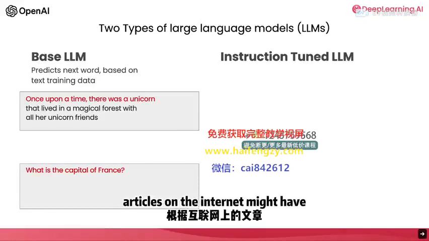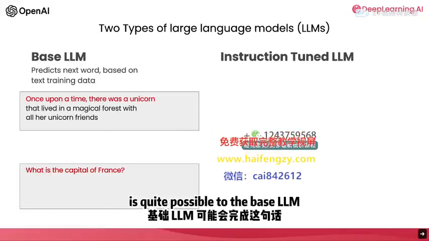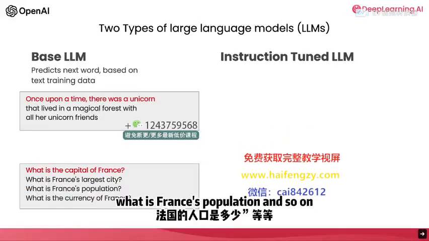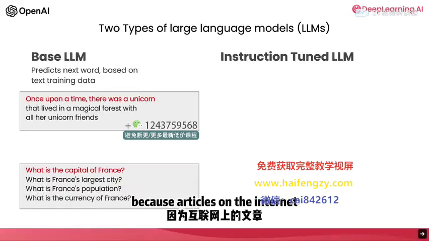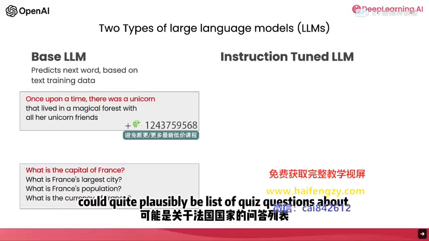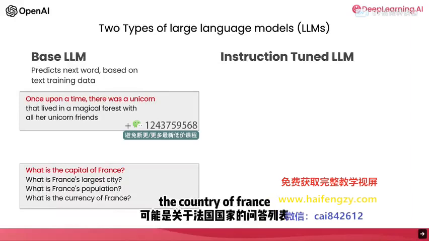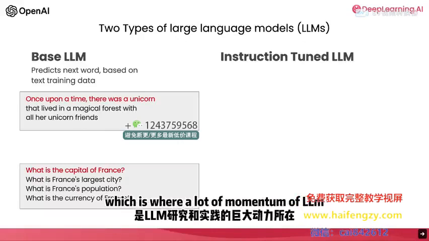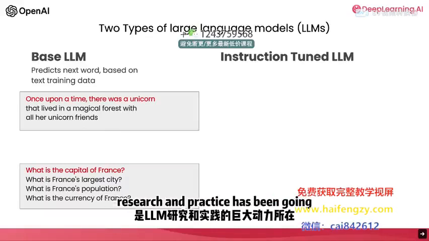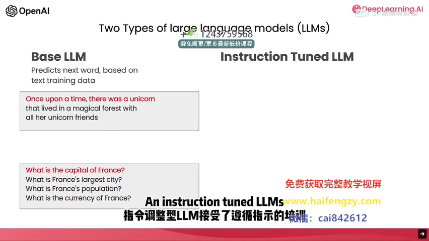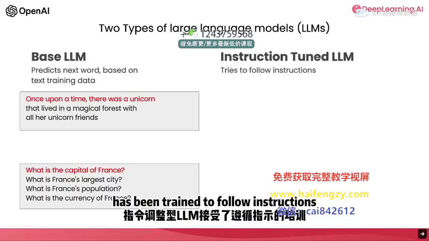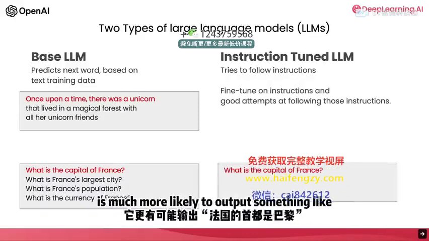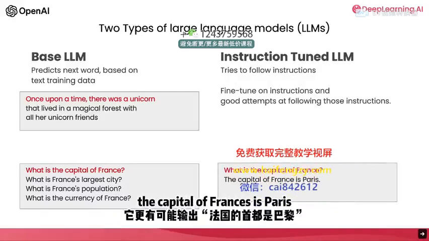But if you were to prompt this with what is the capital of France, then based on what articles on the internet might have, it's quite possible that the base LLM will complete this with what is France's largest city, what is France's population, and so on, because articles on the internet could quite plausibly be lists of quiz questions about the country of France. In contrast, an instruction-tuned LLM, which is where a lot of the momentum of LLM research and practice has been going, has been trained to follow instructions. So if you were to ask it, what is the capital of France, it's much more likely to output something like the capital of France is Paris.